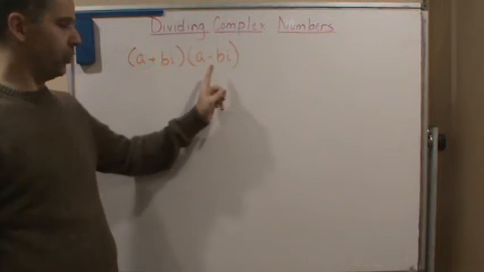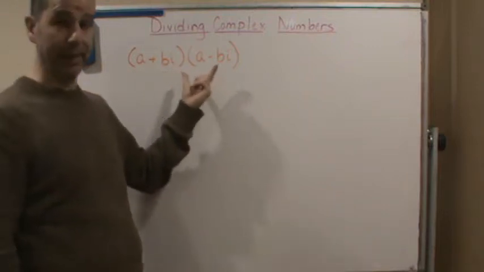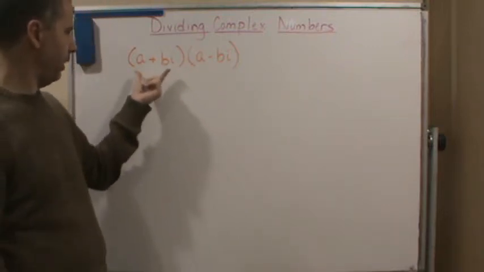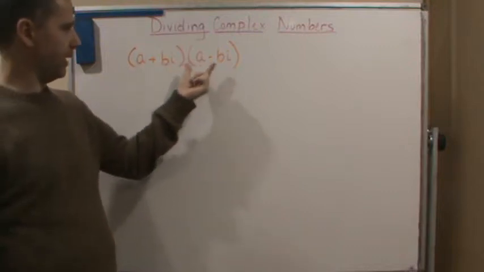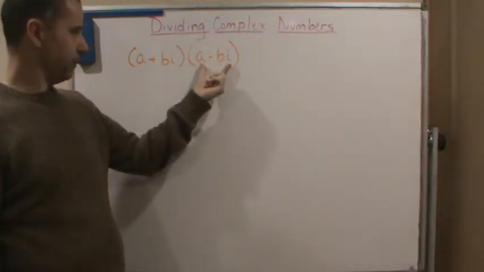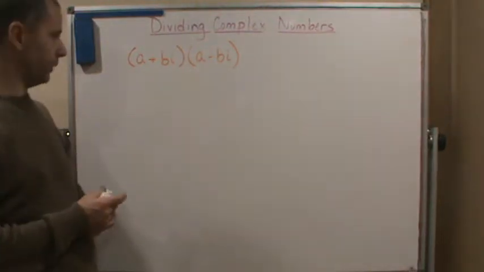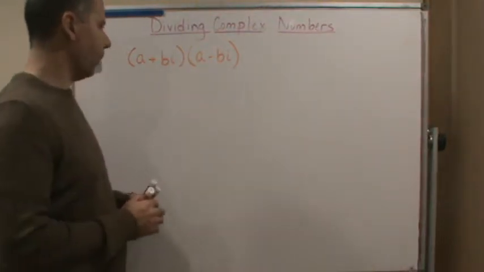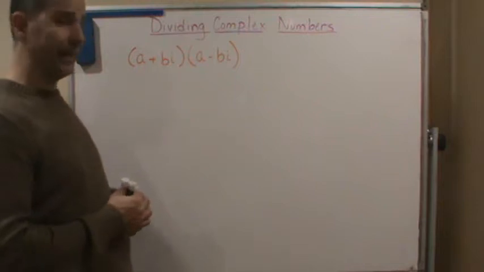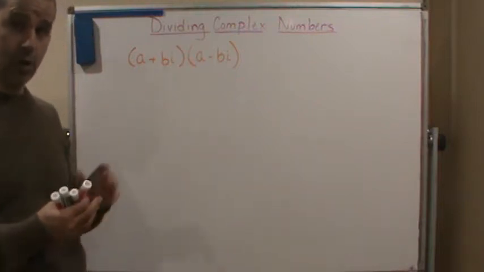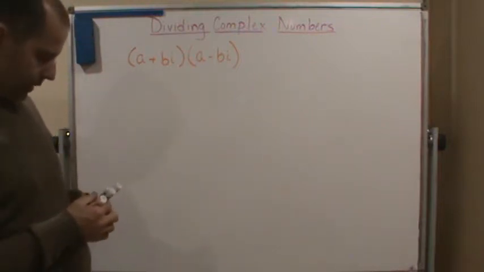But we want to look at the conjugate pair. So this is a conjugate pair. We've got a plus bi and we've got a minus bi. So this is what we call a conjugate pair. We're multiplying them. So what happens when I multiply this? Well, I'm going to get a difference of two squares. Why is that important? Well, watch.